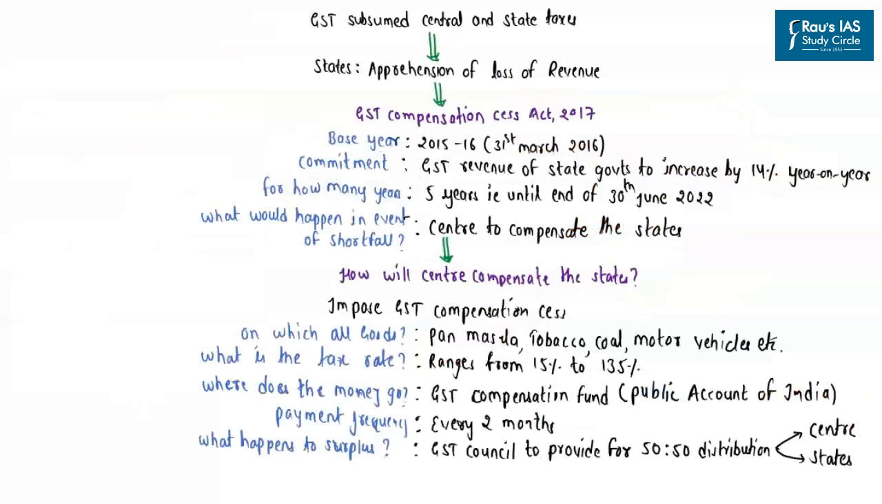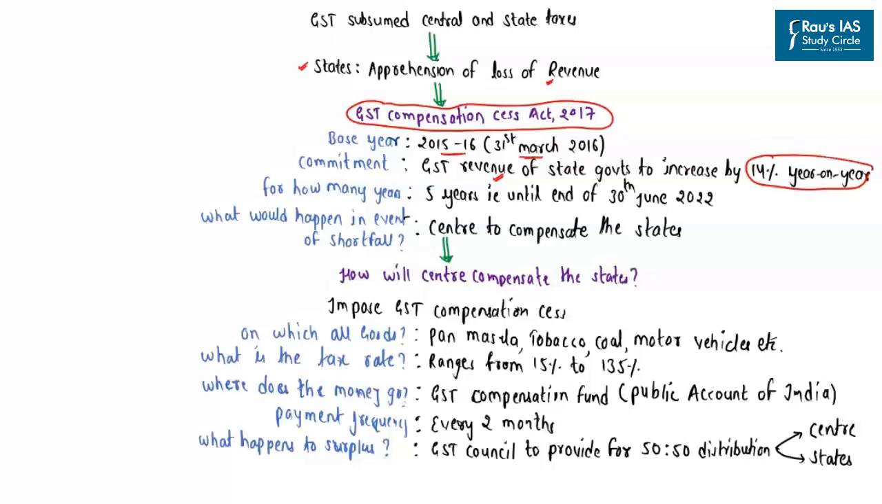So this is a flowchart which basically explains the entire GST compensation mechanism. As I said earlier, the state governments were apprehensive that if GST is adopted, it will lead to a loss in their tax revenue. Accordingly, the Parliament of India has passed the GST Compensation Cess Act. As per this act, the central government has given a commitment to the state governments that their GST revenues will increase by 14% year on year when compared with the base year of 2015-16, to be more precise, 31st of March 2016.